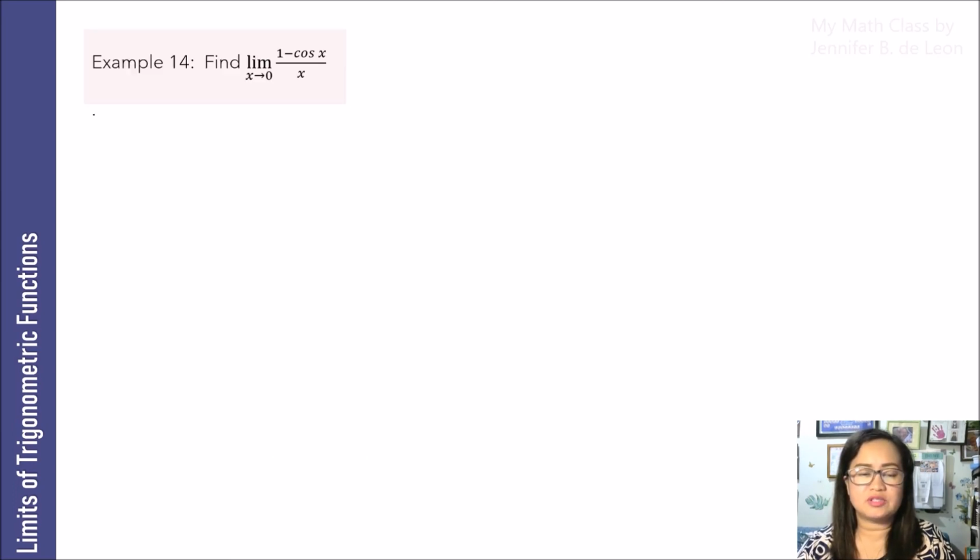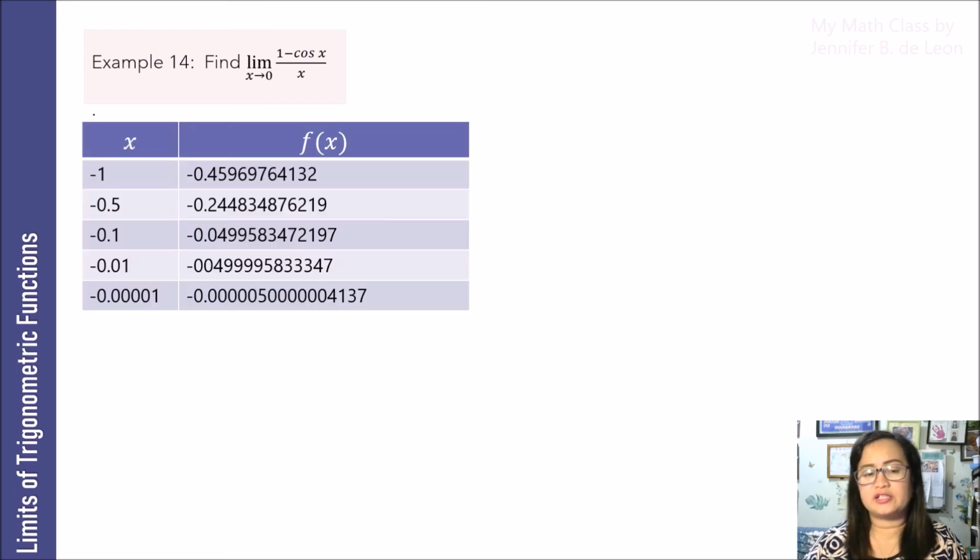Now what about the limit of 1 minus cosine x all over x as x approaches 0? We use the tabular method since substituting 0 for x will give us an indeterminate form. Here's the trend of x and f of x. As the value of x gets closer and closer to 0, the value of f of x also becomes almost 0. So we can say that the limit is 0.